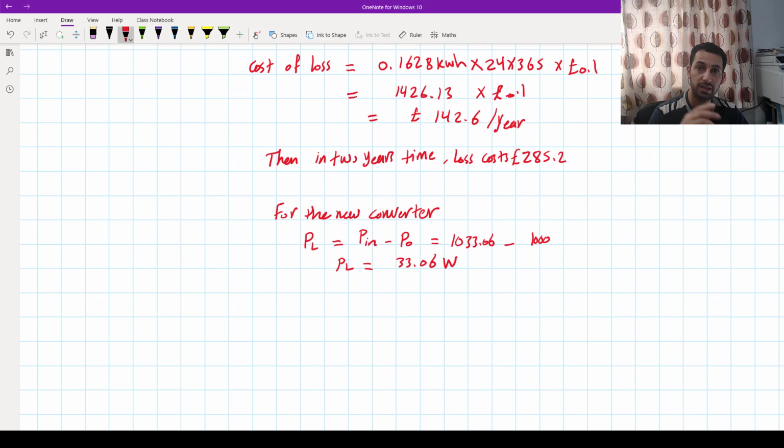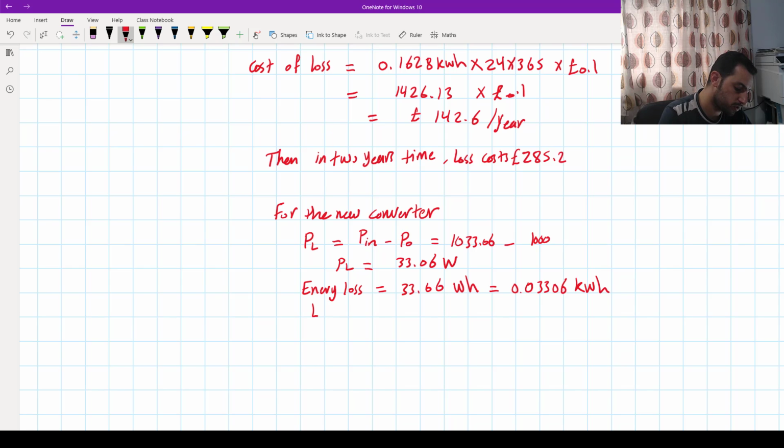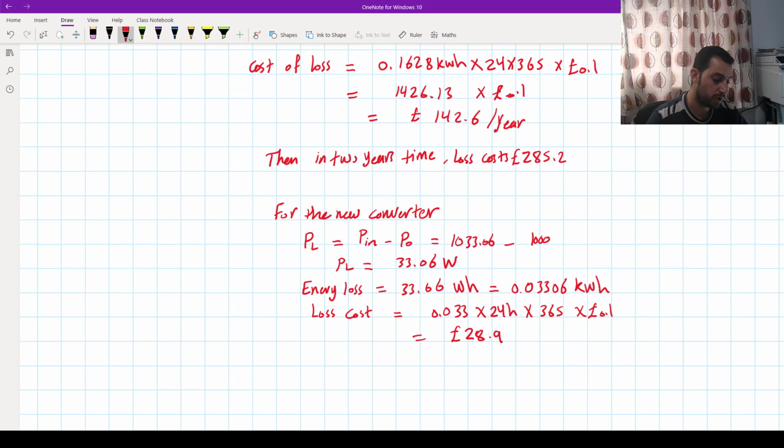So let's now compute that for a year. So the energy loss, 33.06 watt hour, and it will equal 0.03306 kilowatt hour. So the cost of loss equals 0.033 times 24 hours times 365 days times the energy cost, which is 0.1, and that will equal about 28.9 pound. Look at the cost here and the cost there.